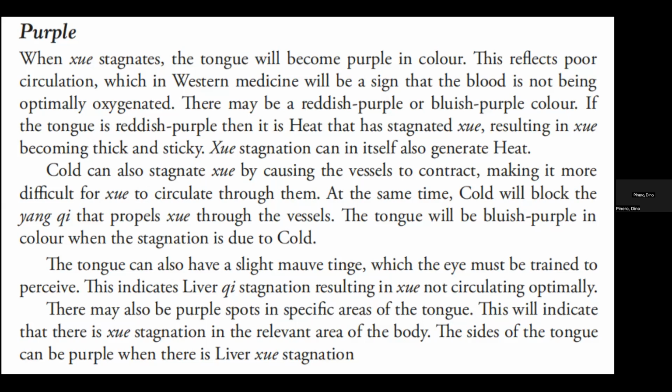The sides of the tongue can be purple when there is liver blood stagnation. So, di ba alam natin kung nasaan yung area ng liver sa ating tongue? So, when there is blood stagnation, there is a purple coloration on the liver area, which is dito sa may side ng ating tongue.